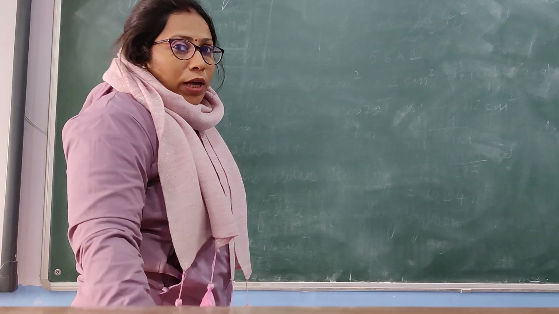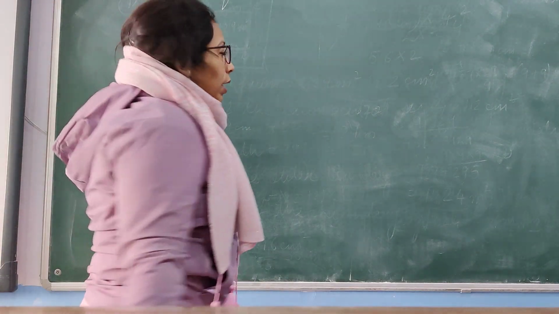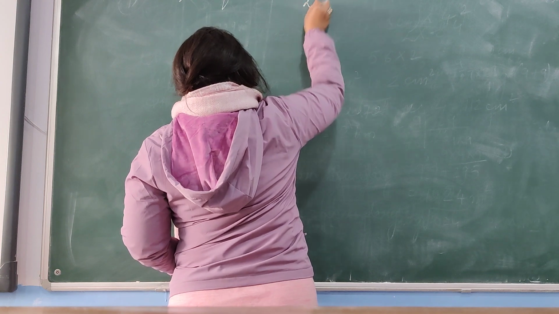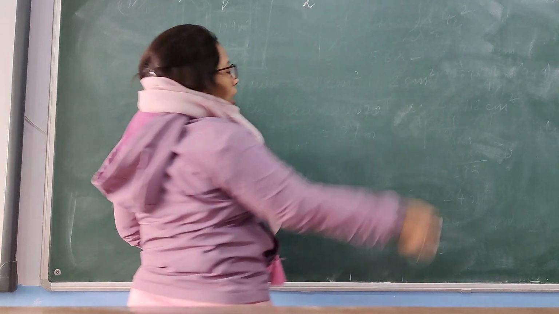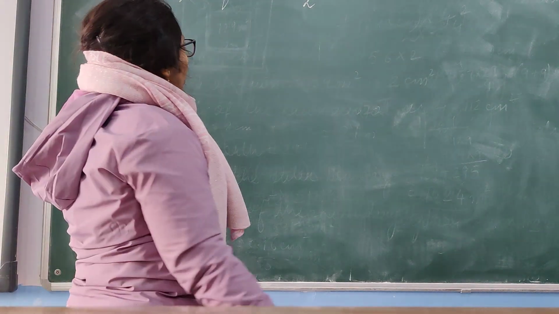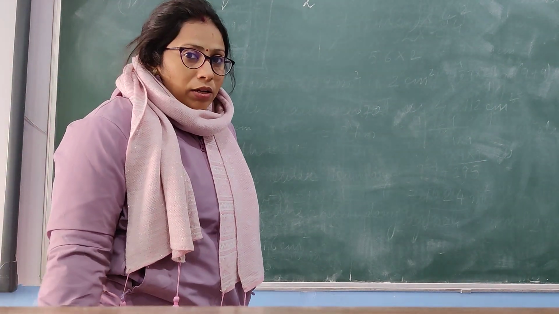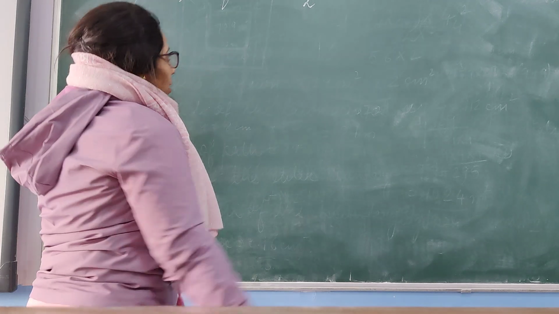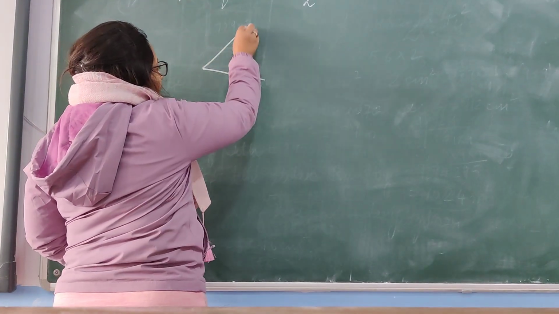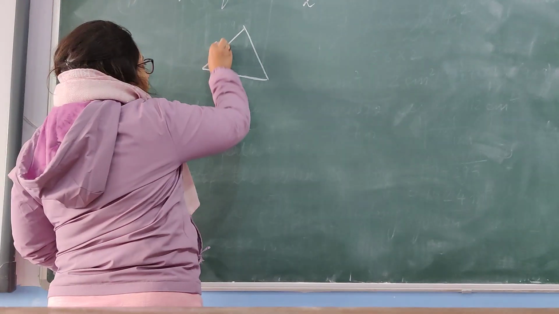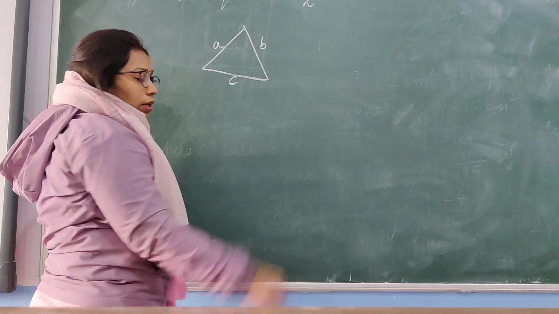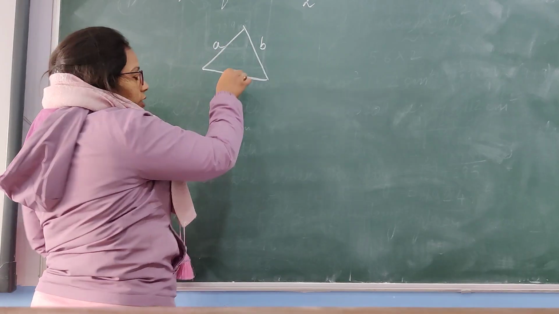You already know how to calculate the area of a triangle by the formula half into base into height. This is the formula to calculate the area of a triangle. Then suppose there is a triangle in which the height is not given and the lengths of the three sides are given, that is A, B and C.